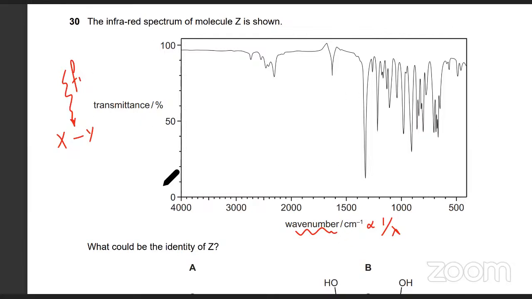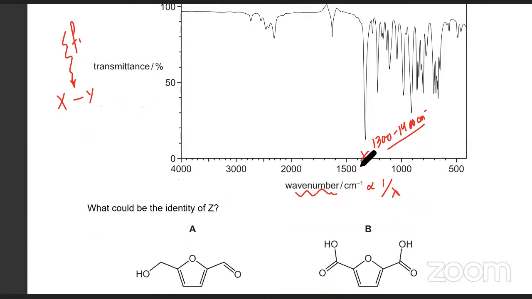So in this spectrum, which frequency is getting absorbed? It's this one. This is the one that's getting absorbed. So you have a strong absorption at 1300 something. 1300 to 1400 wave number. So you have this absorption at 1300 to 1400.